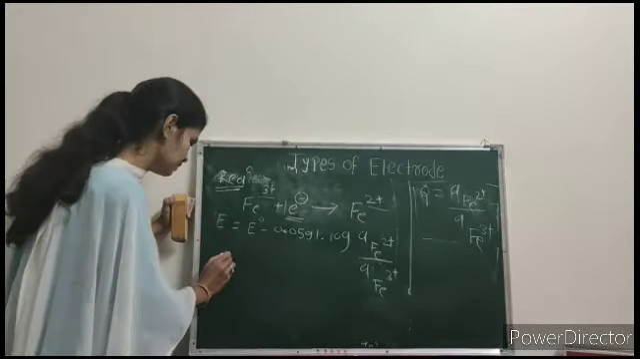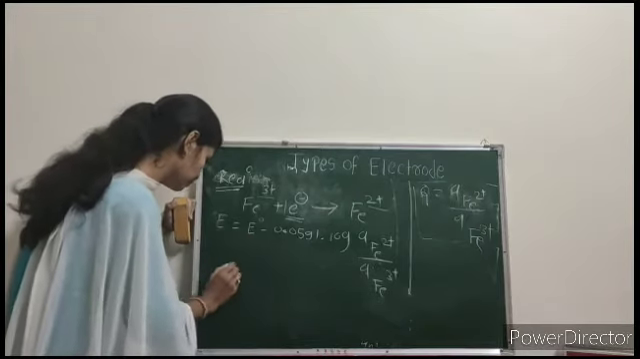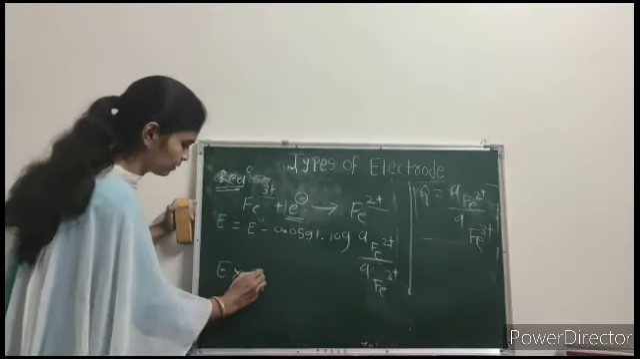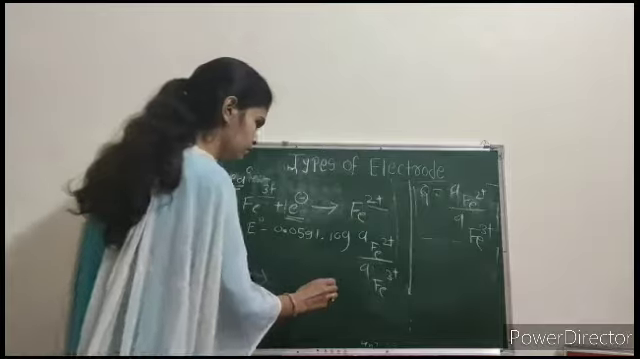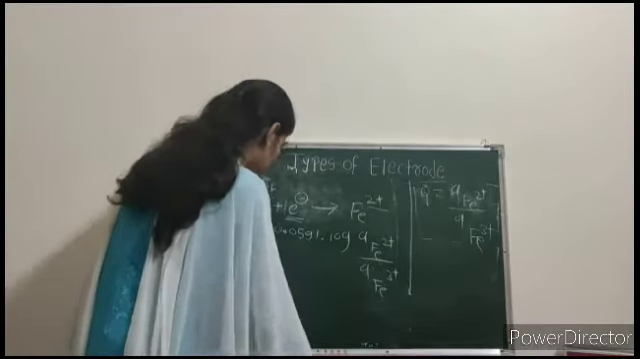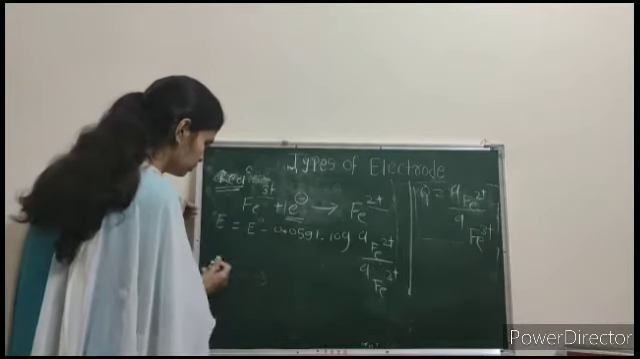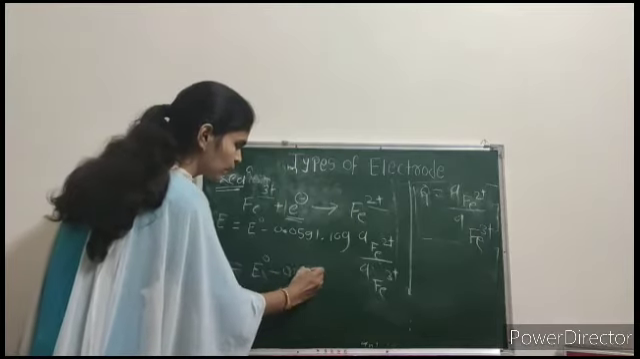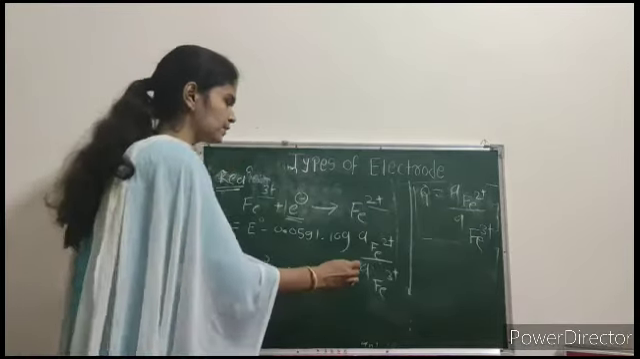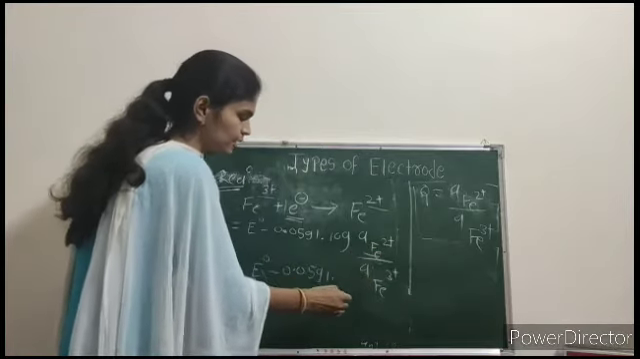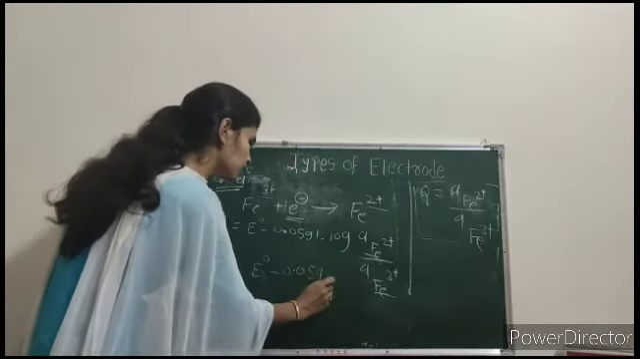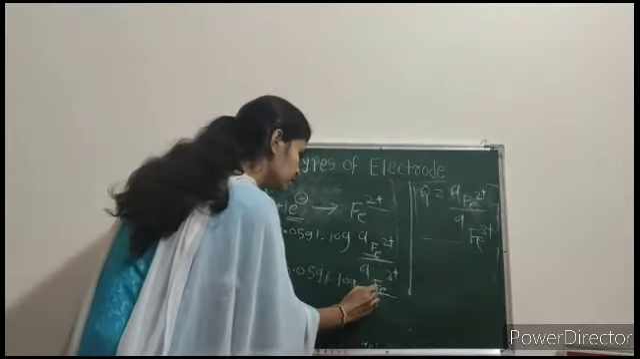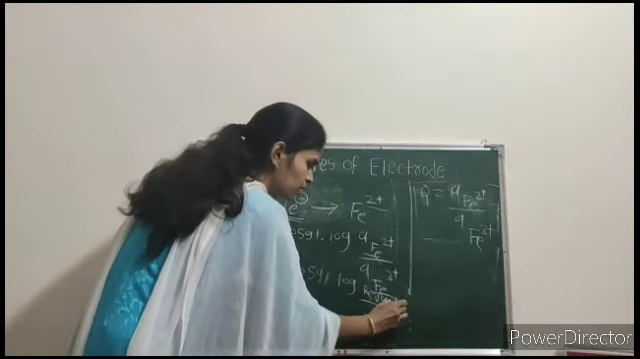Another example is the stannous electrode, where a platinum electrode is used. Here E is equal to E naught minus 0.0591 into log of reduced form upon oxidized form.